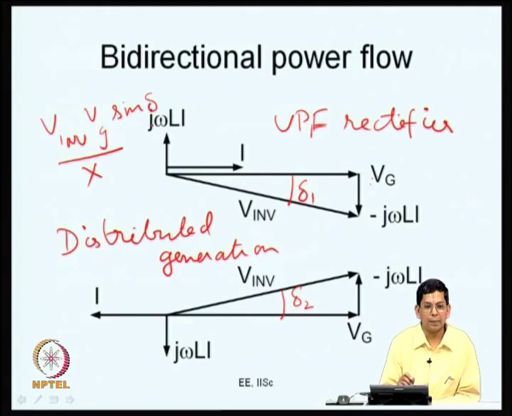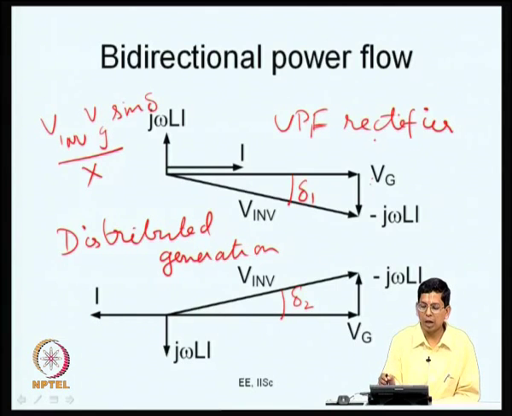So, whether delta is positive or negative determines the direction of power flow. If delta is positive, sin delta is positive and power flow is in a particular direction. In this case, it is from the grid to the mains. If delta is negative, then it is in the opposite direction. Let us say here delta is always measured with Vg as the reference. So, the power flow is now in the opposite direction. The relative phase of Vg and V inverter decides whether power is drawn from the mains or is pumped into the mains.